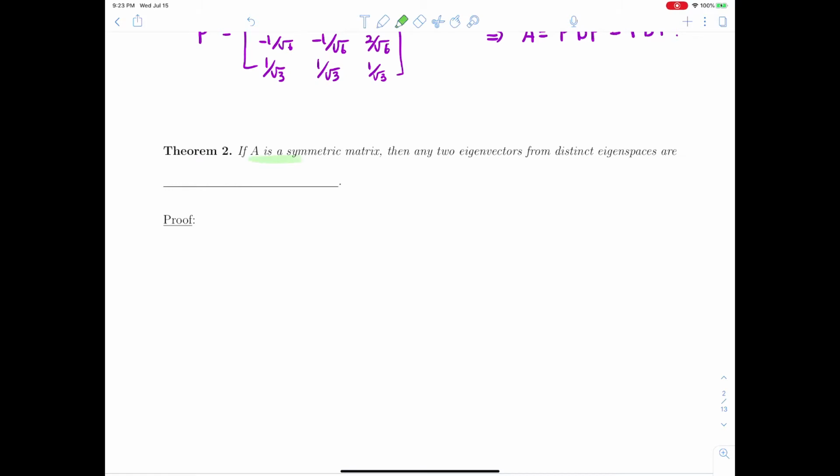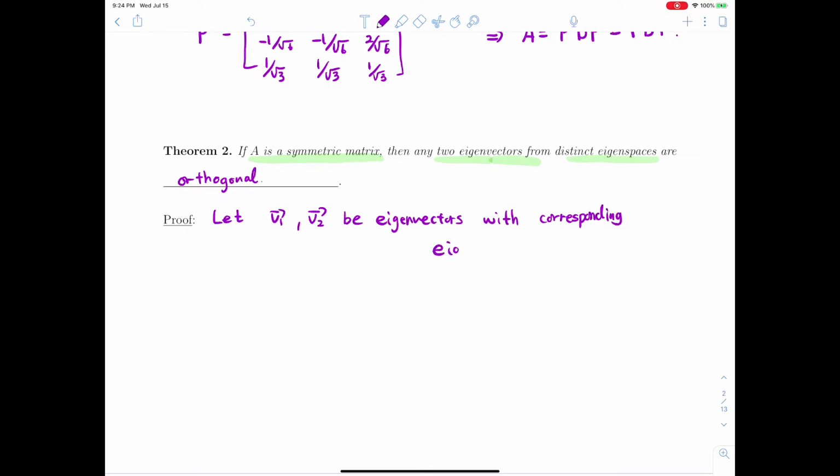So if A is a symmetric matrix, then any two eigenvectors from different eigenspaces are orthogonal, or in other words, they are perpendicular to each other. So let us see the reason why. Let's say V1 and V2 be eigenvectors with corresponding eigenvalues lambda 1 and lambda 2, where lambda 1 and lambda 2 are not the same.